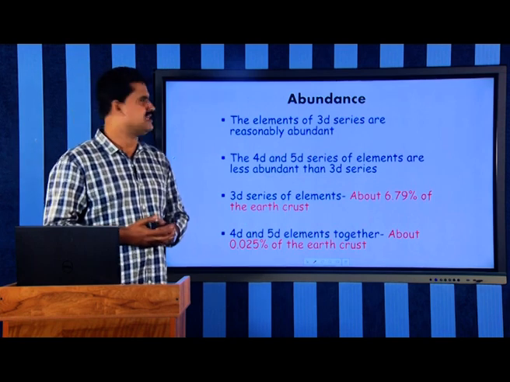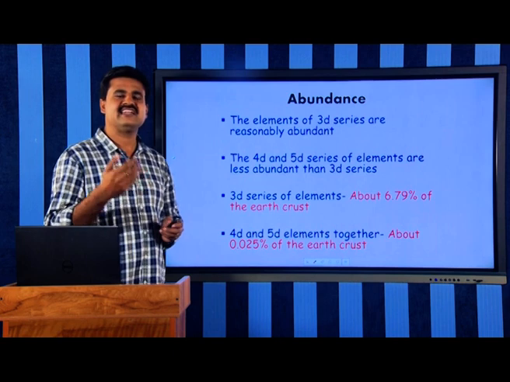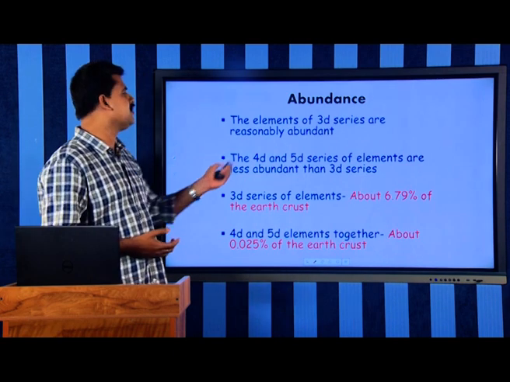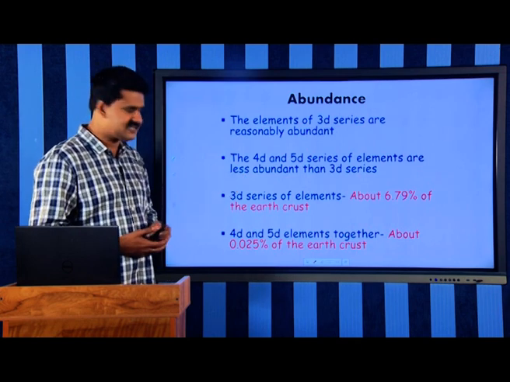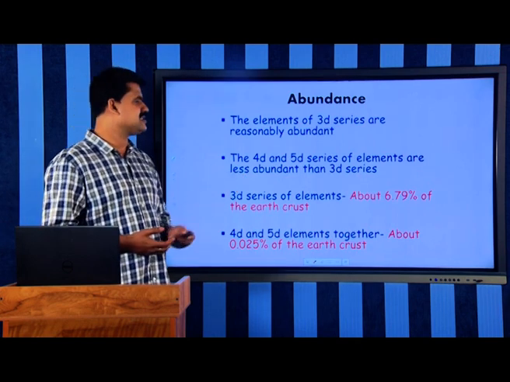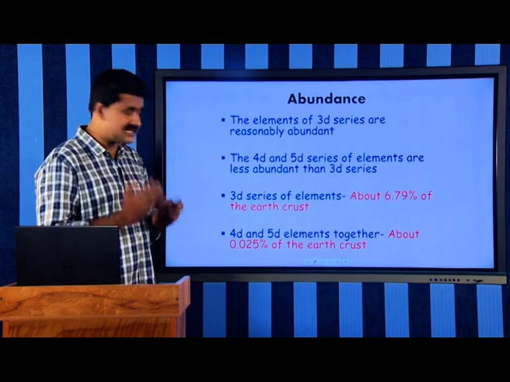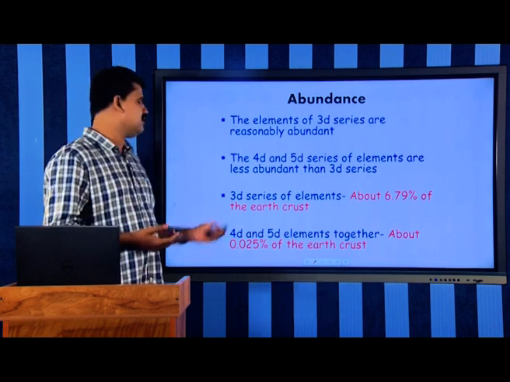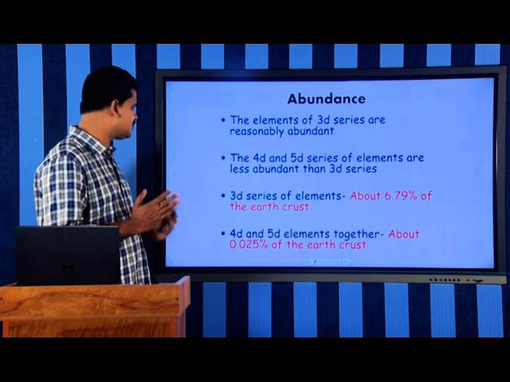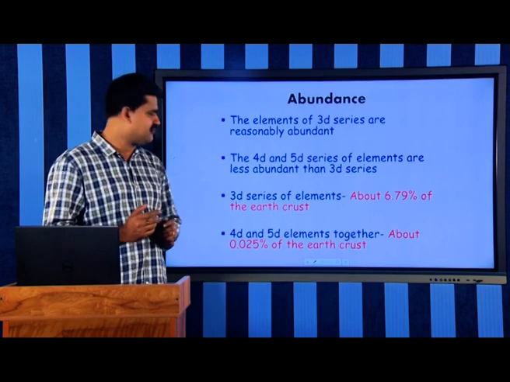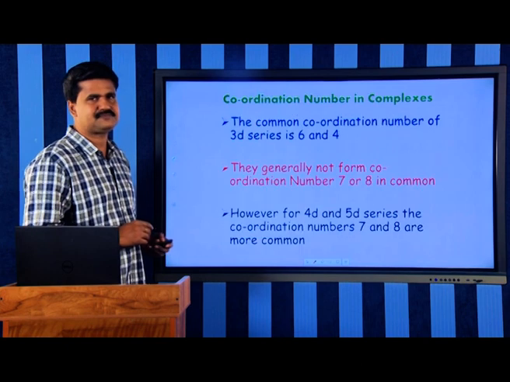Then abundance. The elements of the 3D series are reasonably abundant in the earth crust. The 4D and 5D series of elements are less abundant than the 3D series. The 3D series of elements is about 6.79% of the earth crust by weight. However, 4D and 5D elements together constitute about 0.025% of the weight of the earth crust.